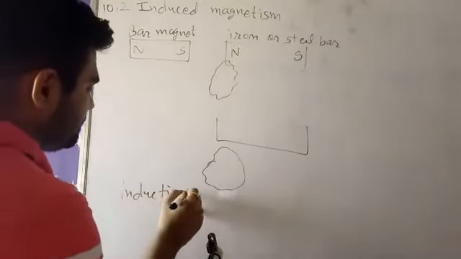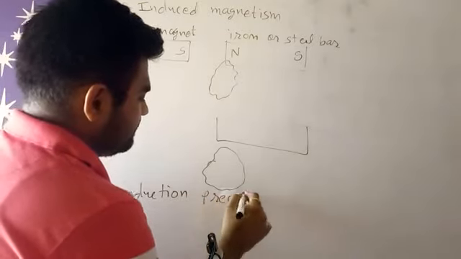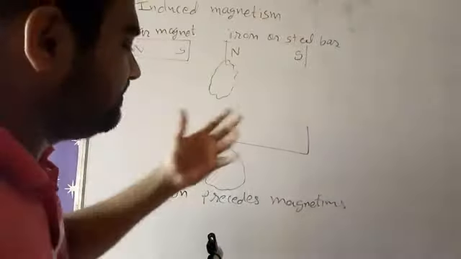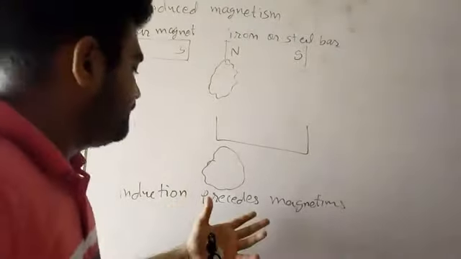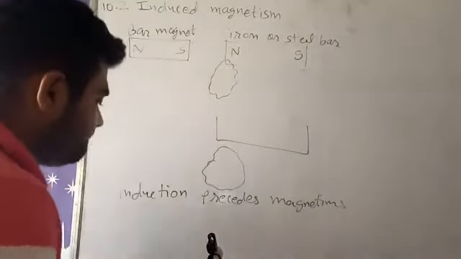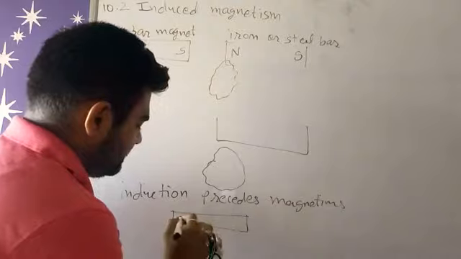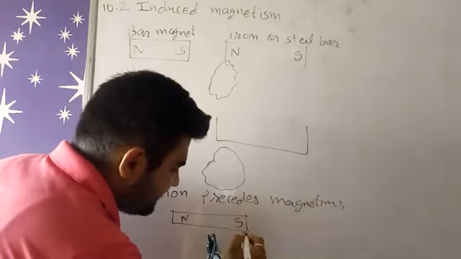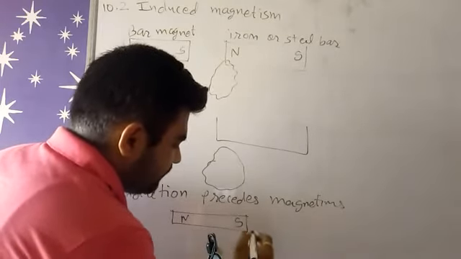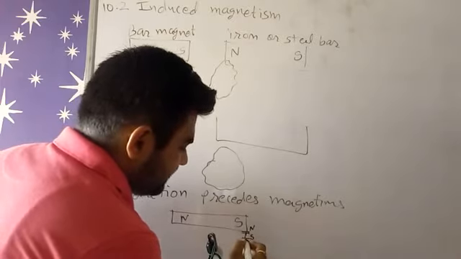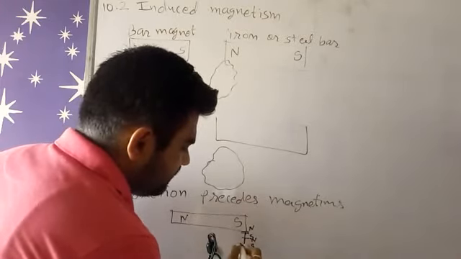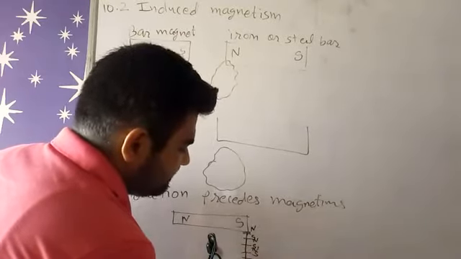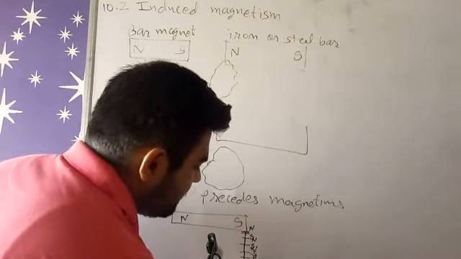Now further on, induction precedes magnetism. What is the meaning of induction precedes magnetism? See, for example, if we have one bar magnet, with this end north and this end south. Now we have some iron nails, and we attach the iron nails like this. So this behaves as north-south, after that one more iron nail, north-south, one more iron nail, north-south. So all these iron nails are attached through the magnetism of the bar magnet.